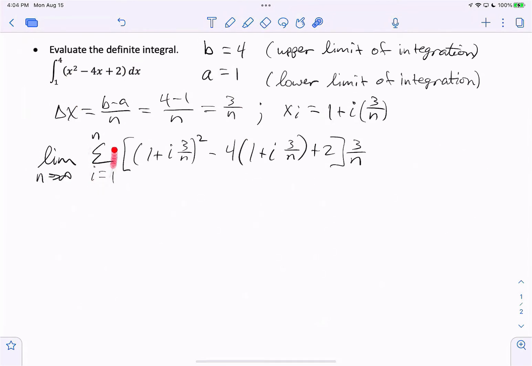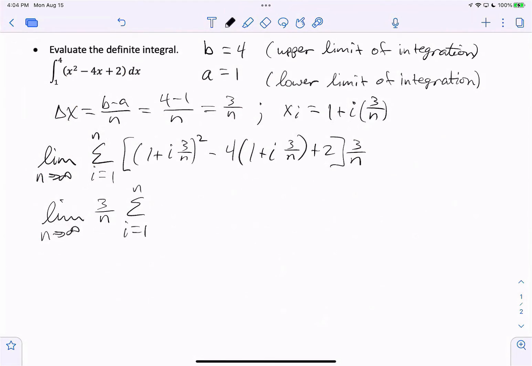Now, as far as the sigma is concerned, i is going from 1 to n. I is the variable, n is constant. Therefore, 3 over n I can pull in front of the sigma. N is not constant for the limit as n goes to infinity, right? N is the thing going to infinity. So I can pull it in front of the sigma, but not in front of the limit.